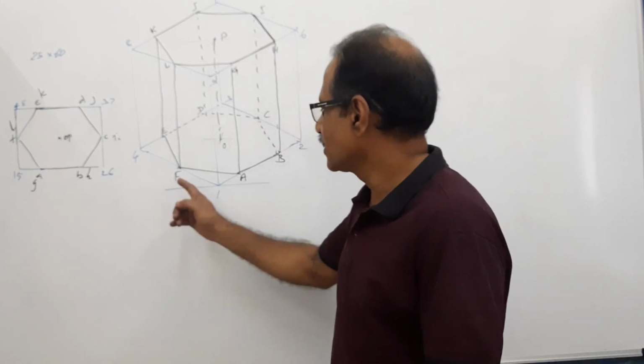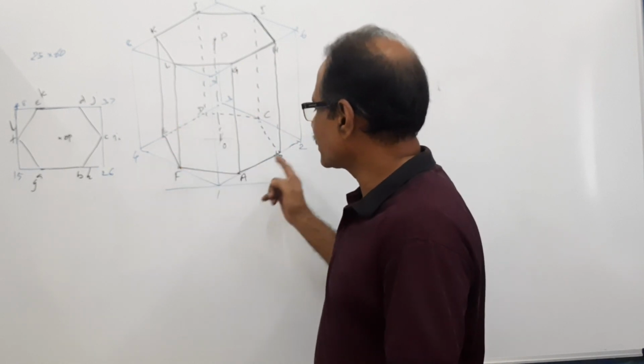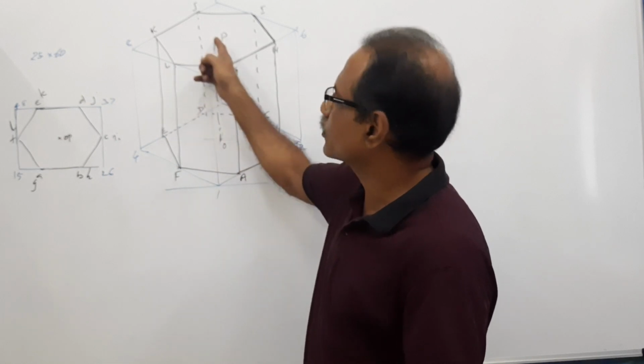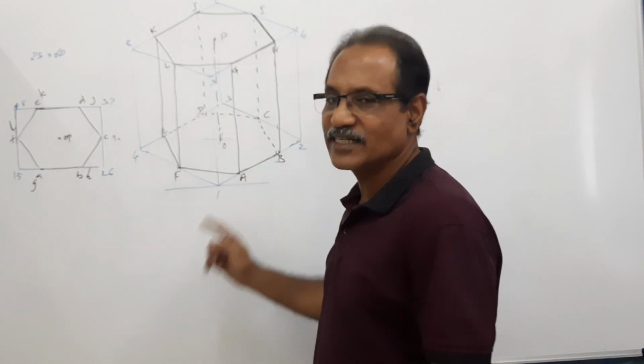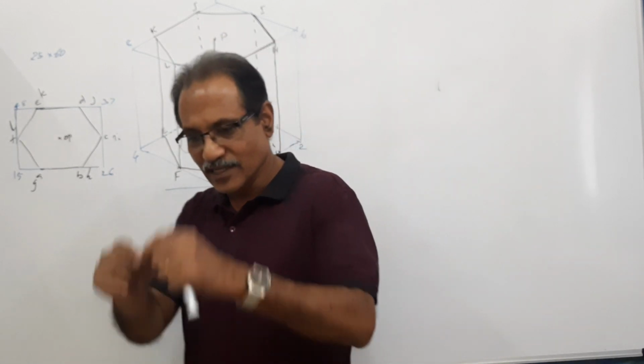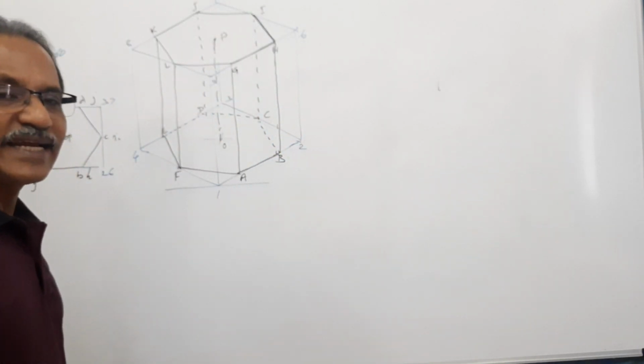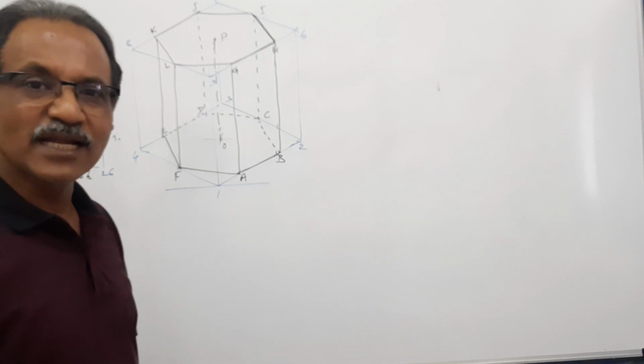Agreed? I repeat. Draw 1, 2, 3, 4. Draw all the 6 points of the hexagon plus 1 point of the hexagon. Take the height up to get P. From P, draw slant edges to represent the original slant edges of the pyramid. Agreed? That is how you draw a hexagonal pyramid.